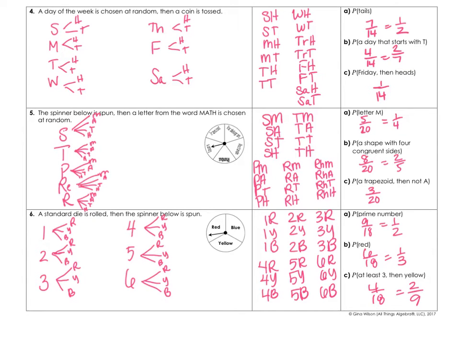Number 6: a standard die is rolled, then the spinner below is spun. So we have 1 through 6 for the standard die, and then red, yellow, blue coming off of each one of those. 18 total outcomes. Prime number: 2 is a prime number, 3 is a prime number, 5, and that's it. So we got 3, 6, 9 out of 18 or 1/2. And then red, anything that has red is 6 out of 18 or 1/3. And then probability of picking at least 3, so 3 or more, then yellow would be 4 out of 18, which simplifies to 2/9.